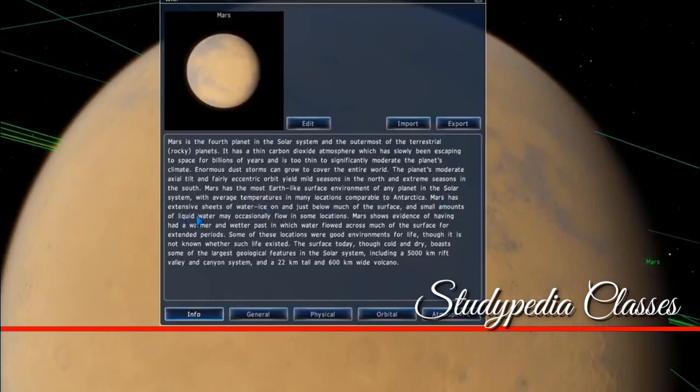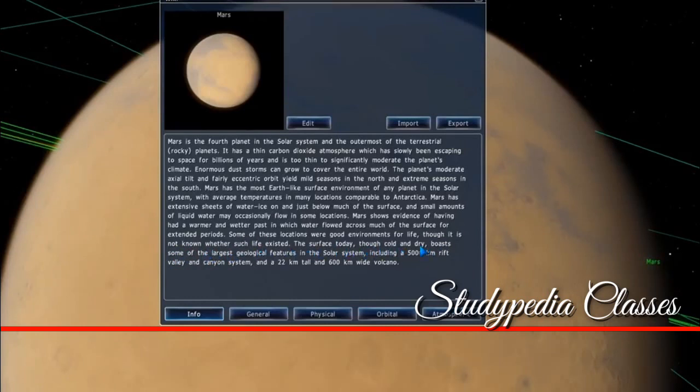So Mars has extensive sheets of water ice on and just below much of its surface, and small amounts of liquid water may occasionally flow in some locations. So it has liquid water, small amounts. Mars shows evidence of having had a warmer and wetter past in which water flowed across much of the surface for extended periods. Okay, so it has a past in which it may have been abundant in water at some point of time. So some of these locations are good environments for life. It is not known whether such life existed.